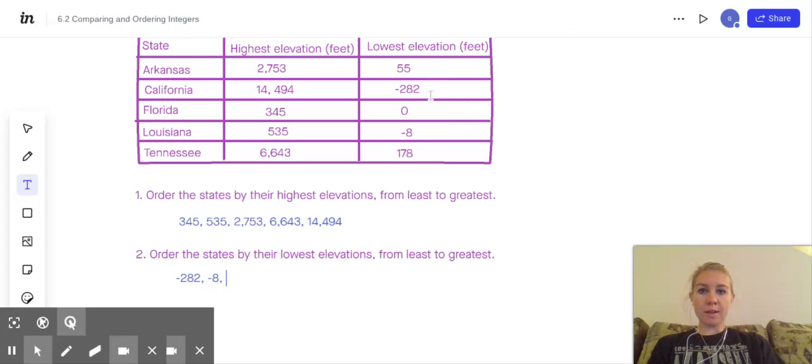So we have 55, 0, and 178. Well, 0 is neither positive nor negative, and it would definitely be before 55, so 0 would be next. Let's see, we have 55 and 178. Well, 178 has a hundreds place value of 1, whereas 55 doesn't have any hundreds. So 55 would be the next greatest, and then 178 would be our biggest lowest elevation. And that's it.